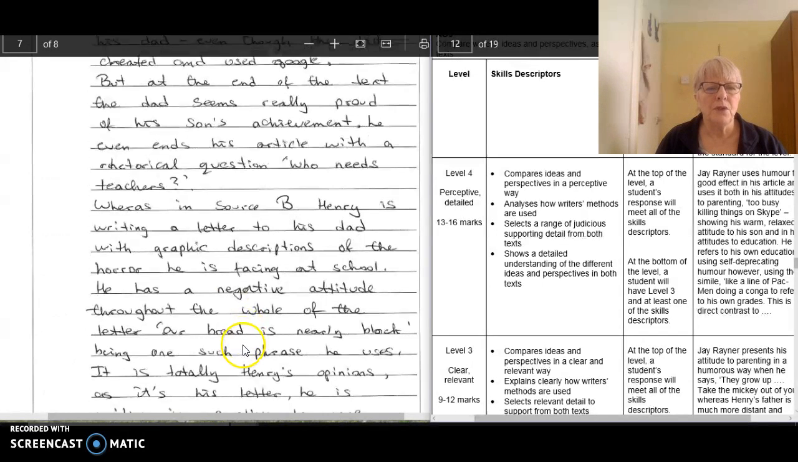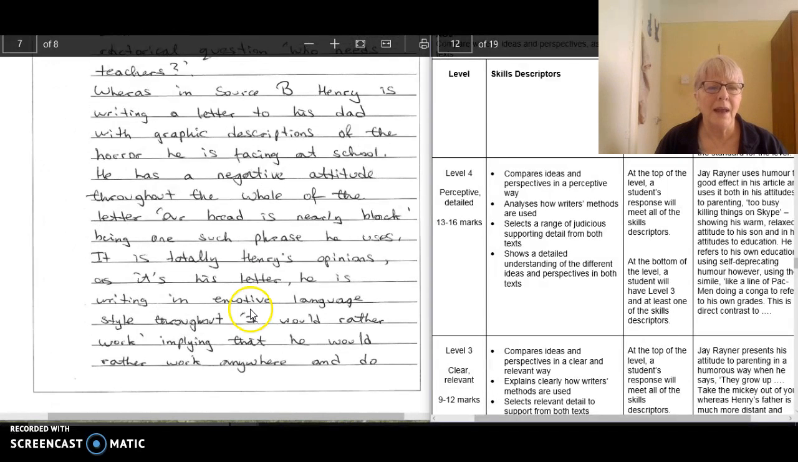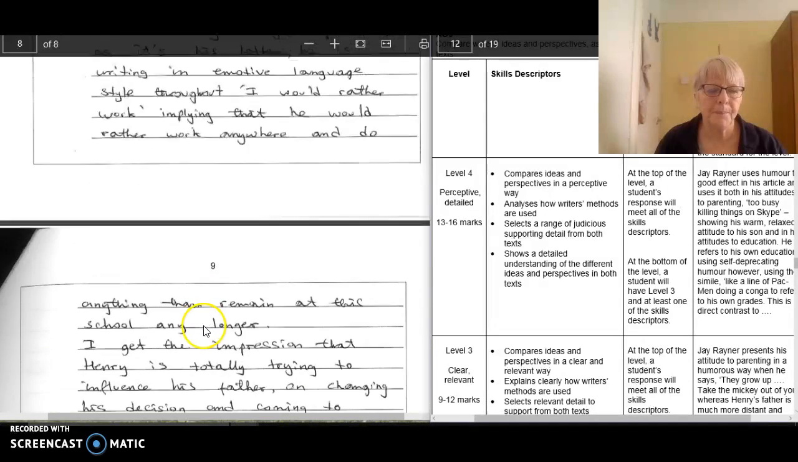But when we move on to the second part of the question, you're looking at letter 1 when you needed to be looking at letter 2, and looking at how Henry's dad's attitudes are to parenting, because he's writing a letter in response to this letter from Henry to the family friend. So unfortunately you're not going to get any marks for this bit here.